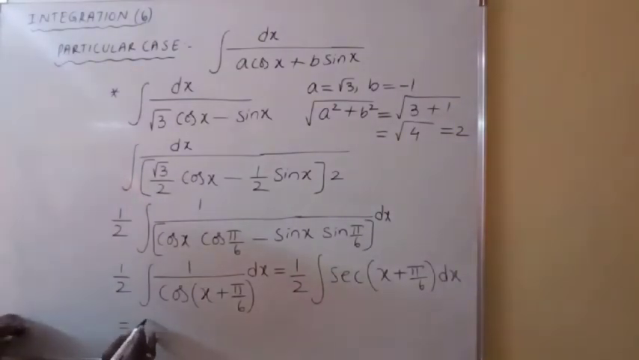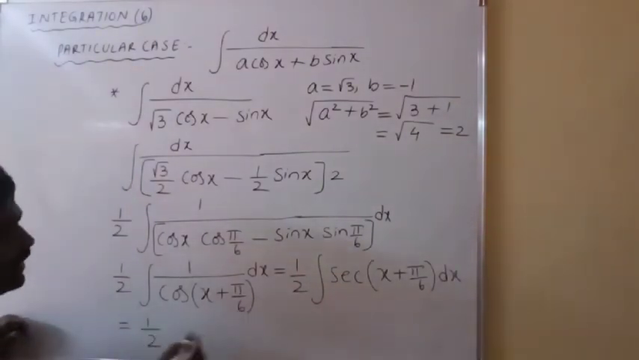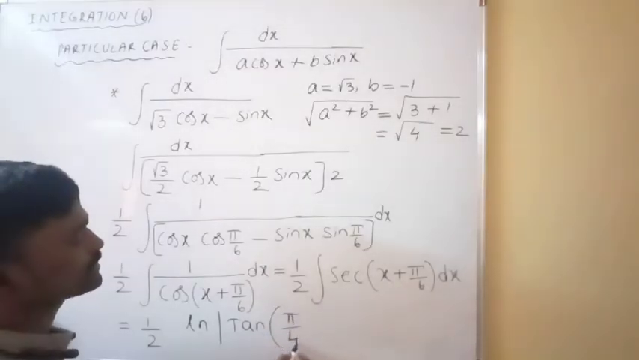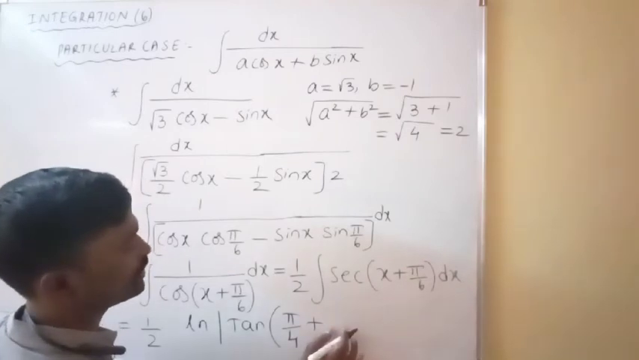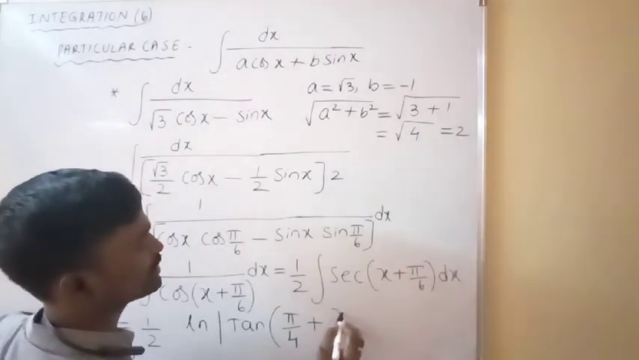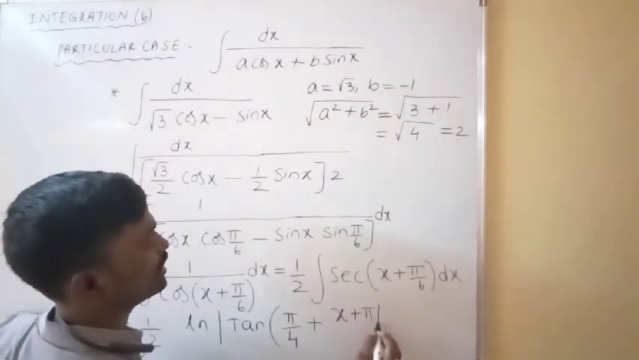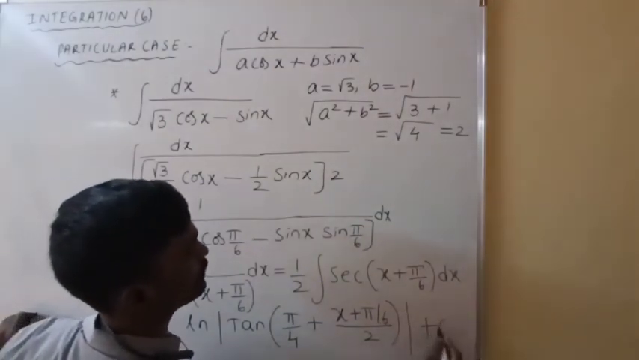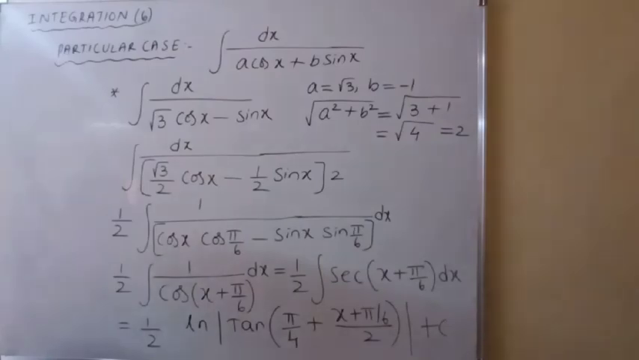So if we use that formula, 1 by 2 as it is first, then ln of modulus of tan of pi by 4 plus, if it is x, x by 2. But here instead of x, we have x plus pi by 6. So x plus pi by 6, by 2, plus c. So that is the answer.